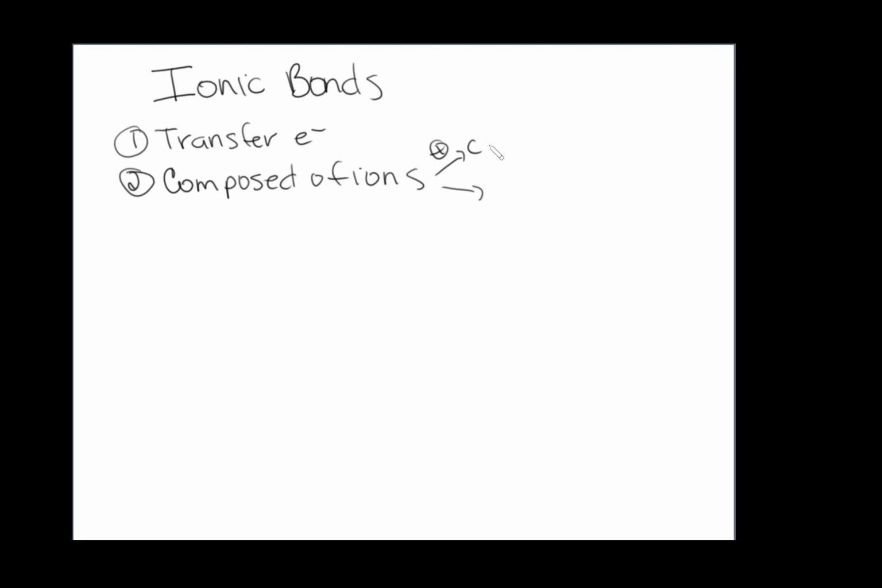This video is going to be on the characteristics of ionic bonds. So what do we know about ionic bonds? Number one, they transfer electrons. They are composed of ions, in which the positive variation is called the cation and the negative variation is called the anion. They combine together to be neutral.